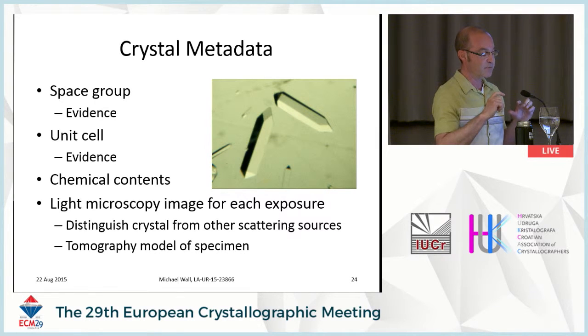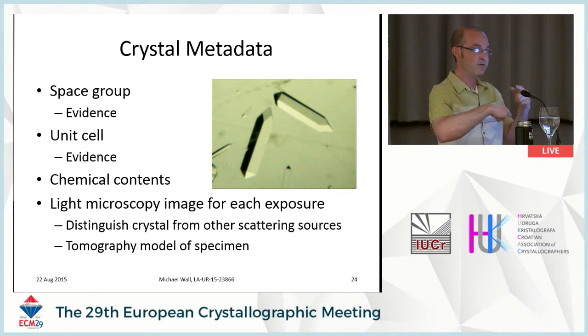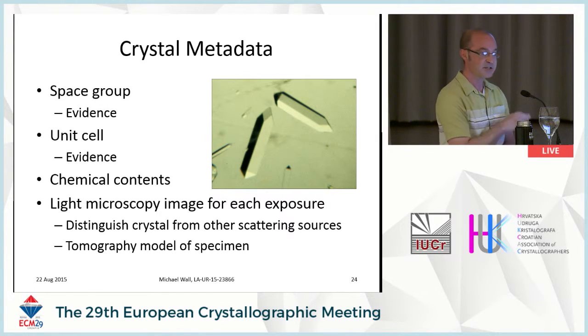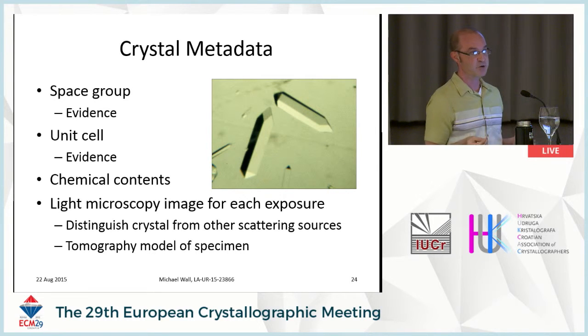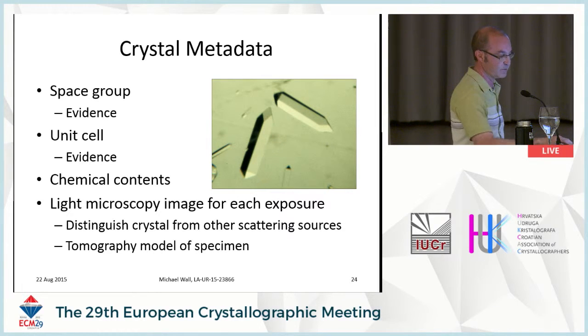We could collect a set of those, and we could even do a full rotation series and create a tomographic view of the crystal and the specimen. This isn't currently done, but I think in the future this would be very useful for separating the different components of the signal into the different parts: the loop, the solvent, the crystal. I think it's very important, especially for the diffuse scattering, to have that available.